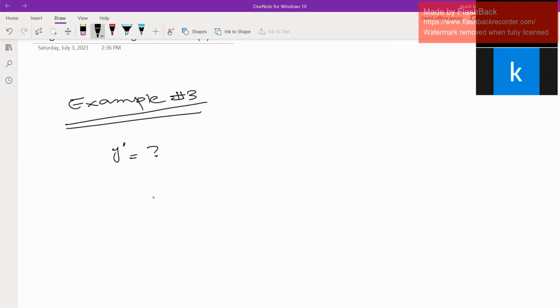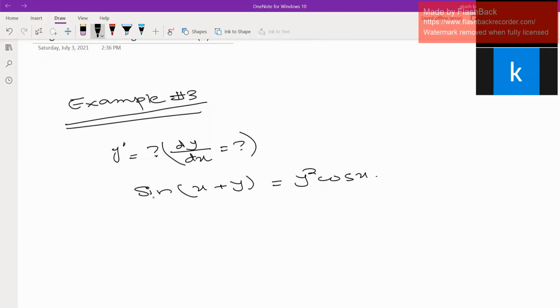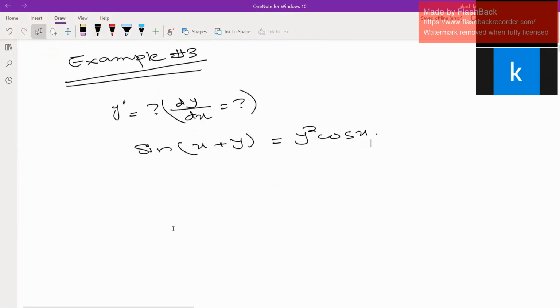We have to find out y dash, which means we have to find out dy over dx. So the question is sine x plus y equals y square cos x. This is the equation that is given to us. Using implicit differentiation, we have to find out dy over dx.